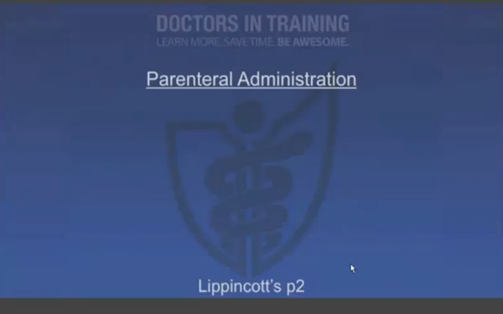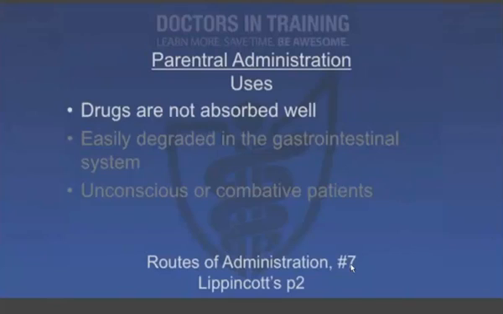We talk about parenteral administration. That's any other route other than the GI tract. We often use parenteral routes of administration for drugs that are not absorbed well, or drugs that are easily degraded in the gastrointestinal system. For instance, insulin and other protein or polypeptide drugs are going to be broken down in the stomach and the intestine before they can be absorbed. So none of that drug is going to be available. It's going to be degraded.